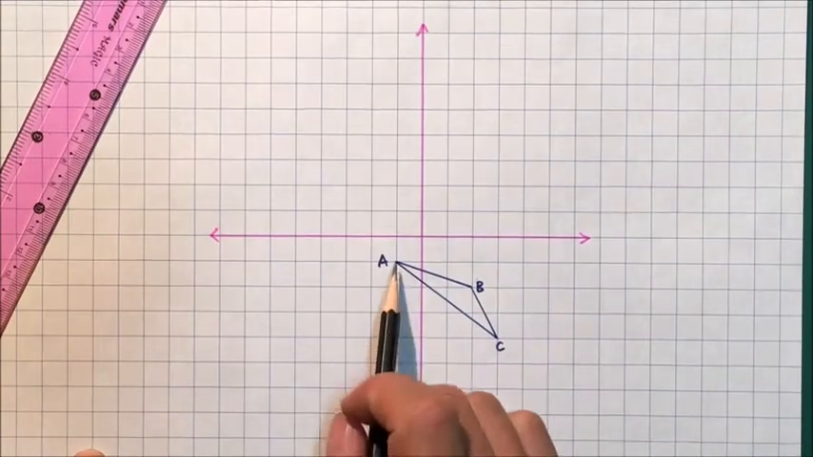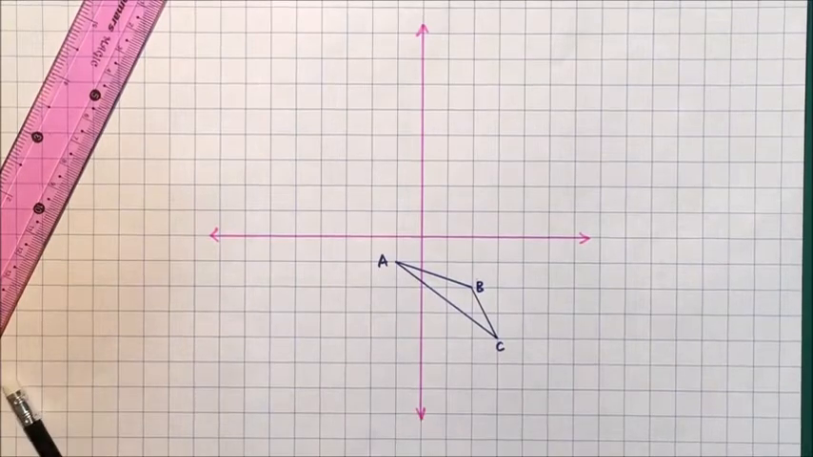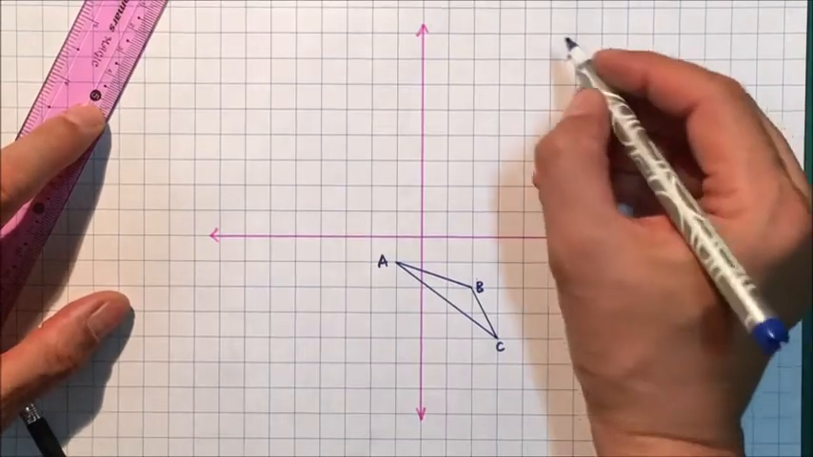We have a triangle here, ABC. And what we want to do with that triangle is we want to rotate the triangle. So we're going to rotate this triangle.